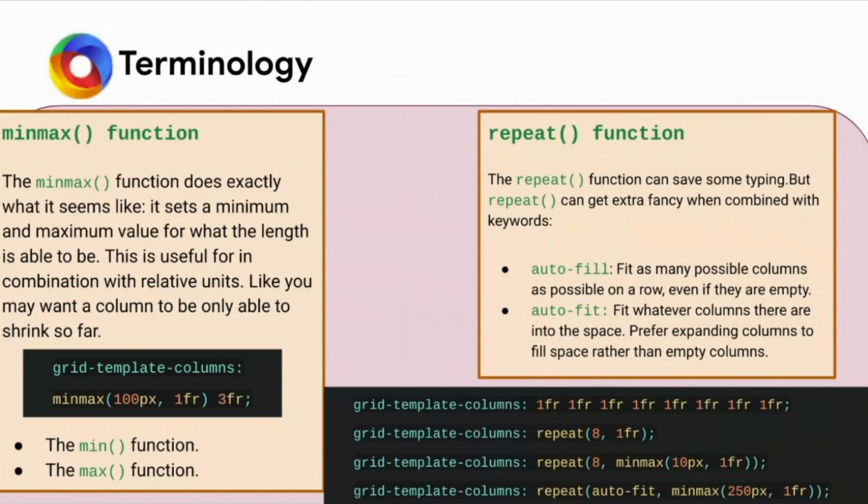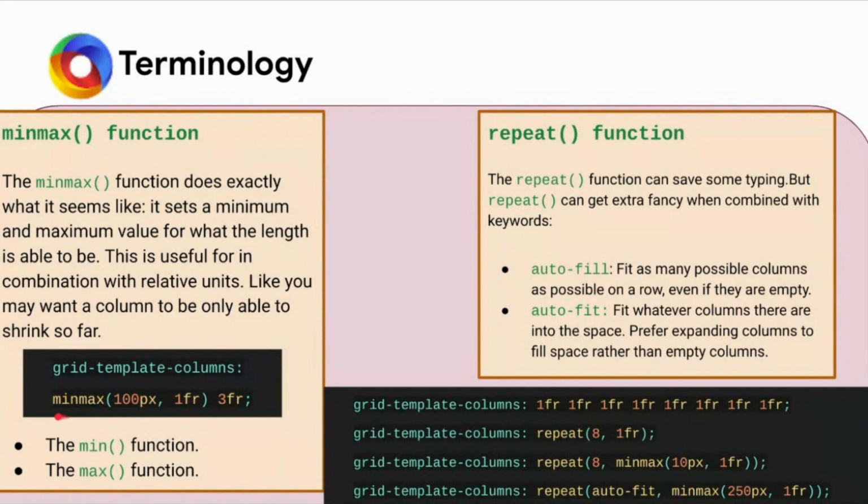Now coming to two other functions which are used very often. One is the min-max function. What exactly is it? Suppose in a grid column, I have written one fraction unit, but I want a minimum. If the screen becomes more responsive, then I want the minimum to be 100 pixels and the maximum to be one fraction unit. So like that, you can allot the minimum and maximum with the min-max function.